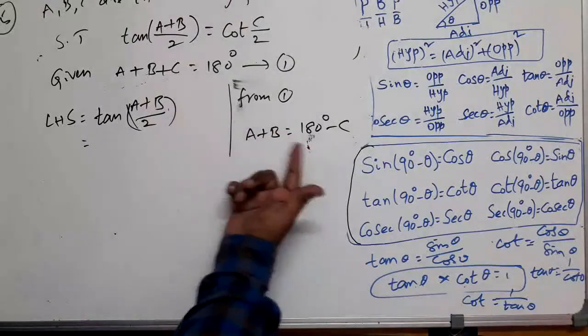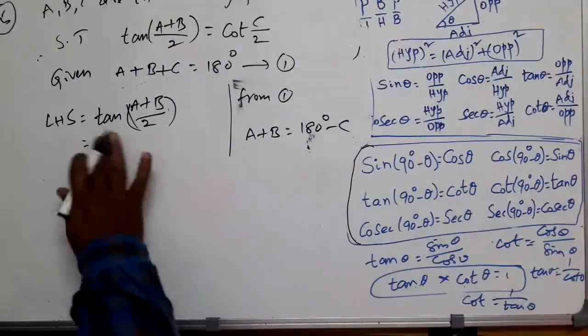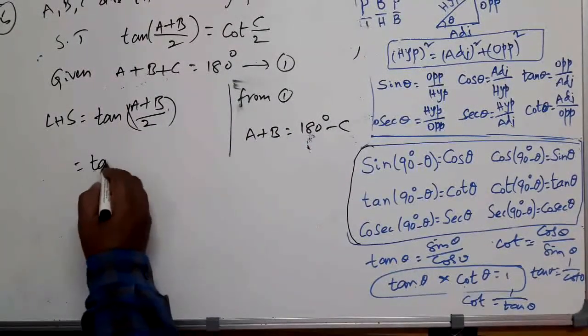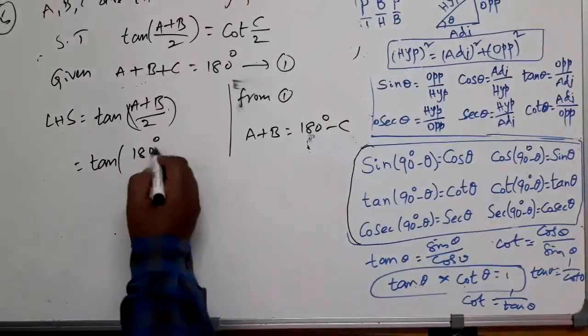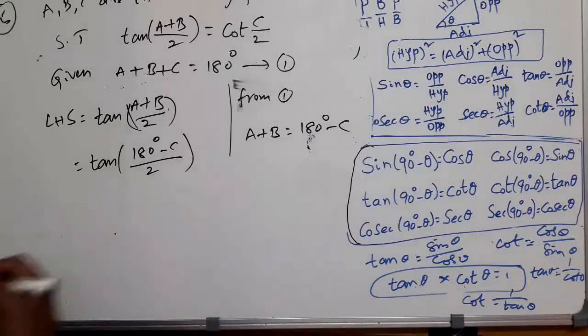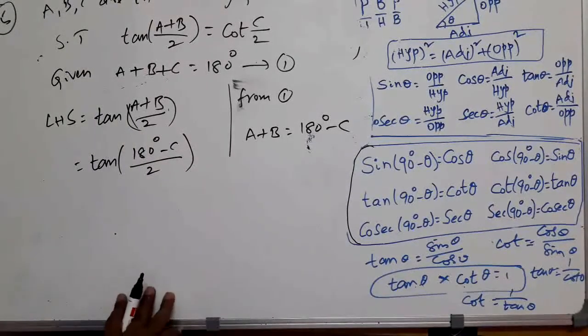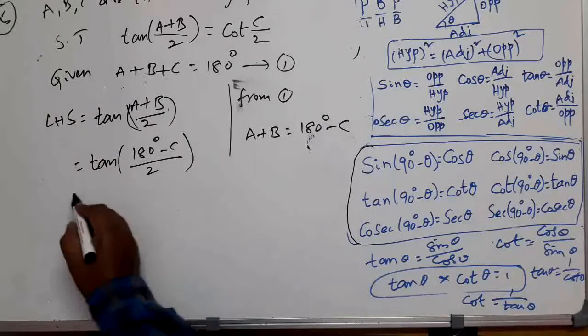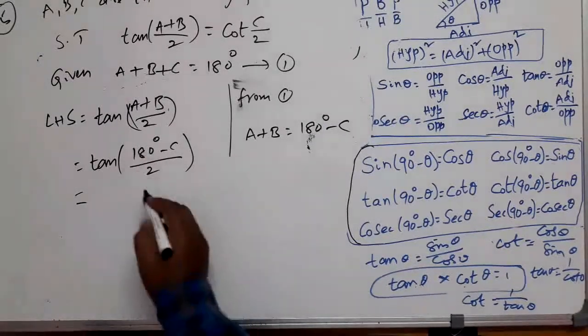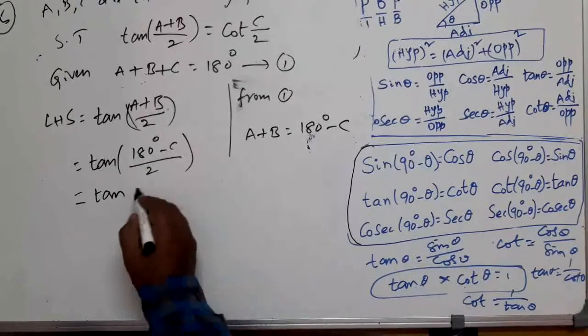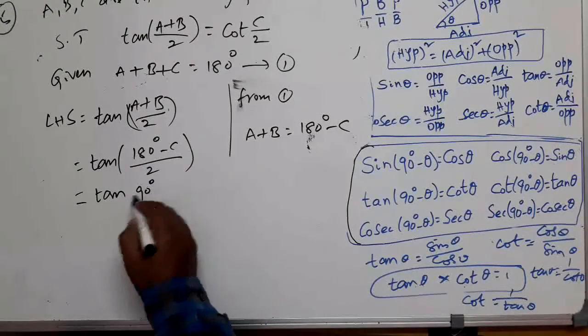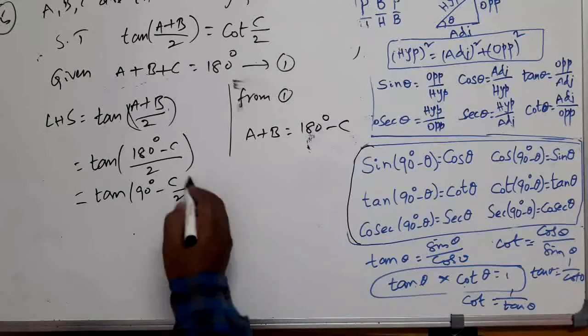Yes, that's what I am doing now. In the numerator, in the place of A plus B, I am writing 180 degrees minus C. Yes, I will simplify further. I divide by 2. Tan of (180 degrees minus C) by 2 is tan of 90 degrees minus C by 2, right?